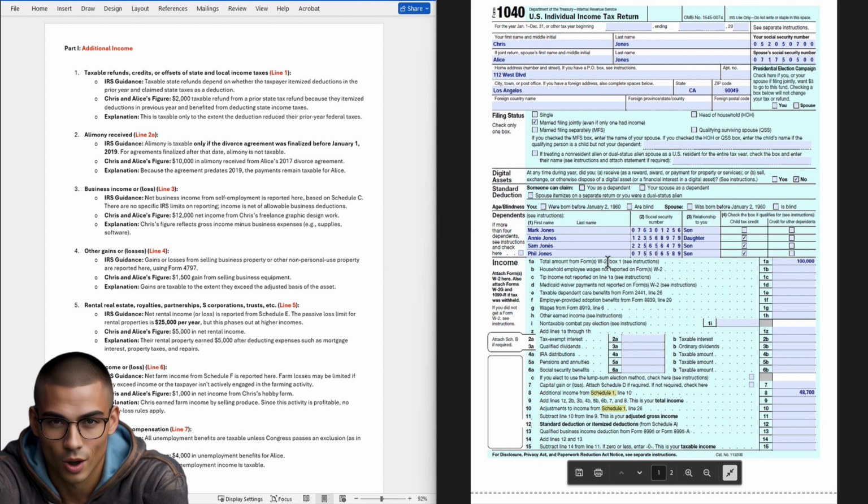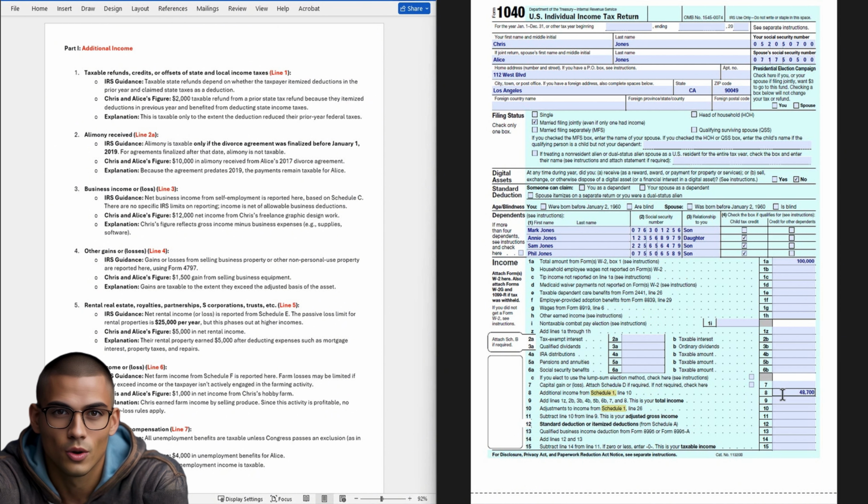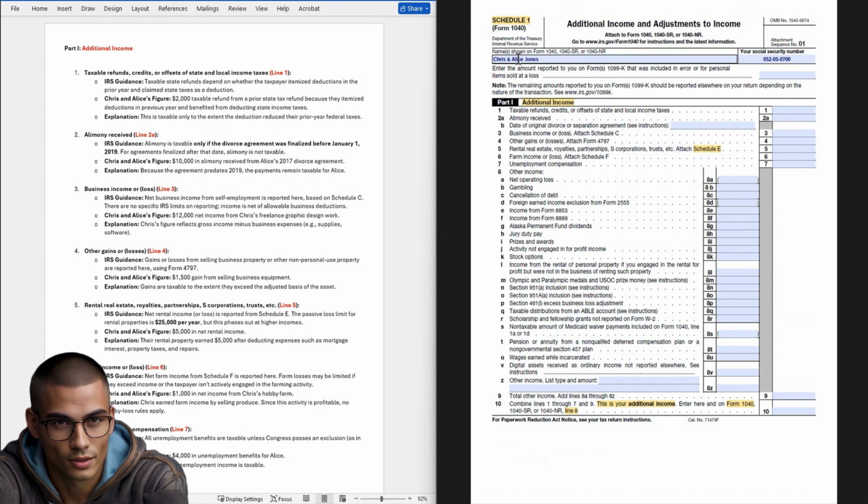And here they are reporting their income for the year on their 1040. We can see here that the total amount from their W-2s was $100,000, so let's say each of them made $50,000 for the year. But then we see down here on line 8 that we have another line for additional income from Schedule 1, and they're reporting $48,700. So we want to figure out what this additional income is and whether this figure is correct for Chris and Alice. So here we have the Schedule 1 for Chris and Alice Jones, and this is additional income and adjustments to income. Part 1 here is the additional income, and part 2 is the adjustments to income.